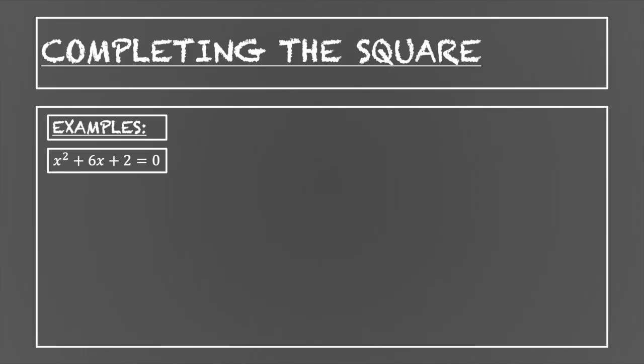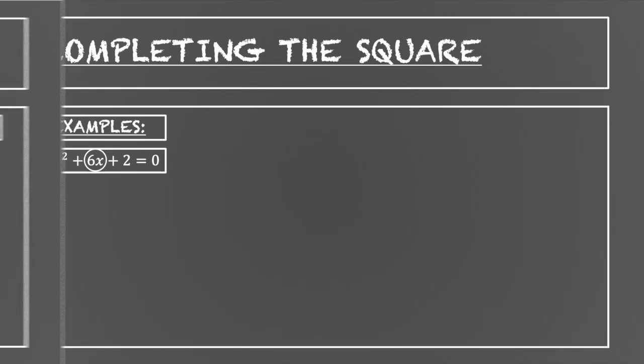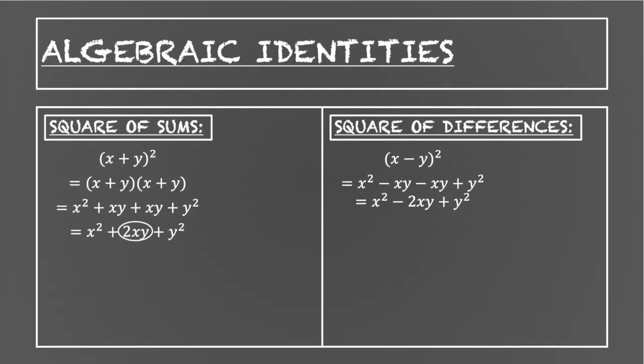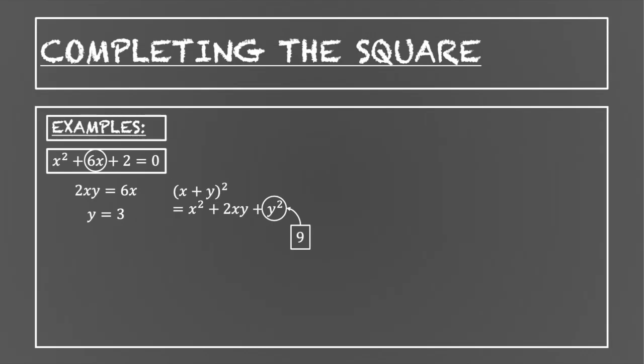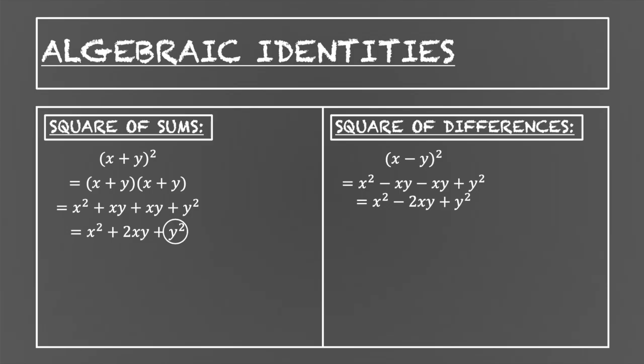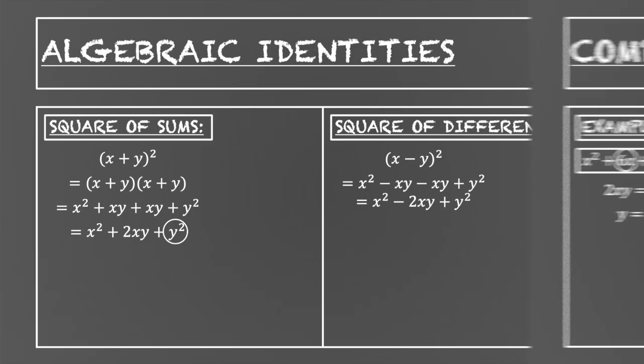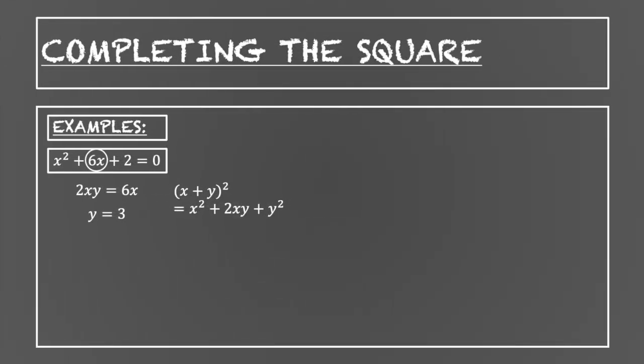If we want to change this equation to a square, we know that the intermediate term, 6x, must equal 2xy. This knowledge allows us to derive the equation 2xy equals 6x. Dividing both sides by 2x gives us y equals 3. This means that in the identity (x + y) squared, the constant must be 9. This is because the last term of the equation is y squared. If y is 3 in this case, the constant must be 3 squared, or 9.